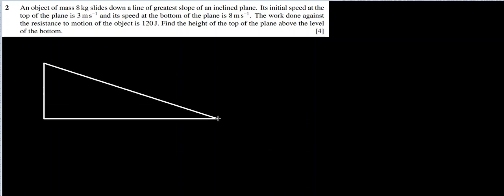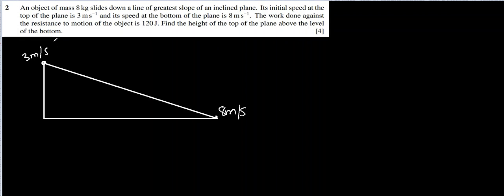Question number 2 talks about an object which is 8 kg in mass and it is sliding down on an inclined plane. Its initial speed at the top, where it starts sliding down, is 3 meters per second at this position, and finally it is 8 meters per second. Obviously it becomes faster as it slides down.